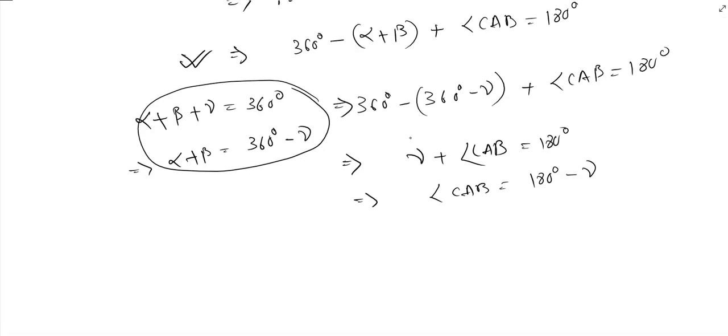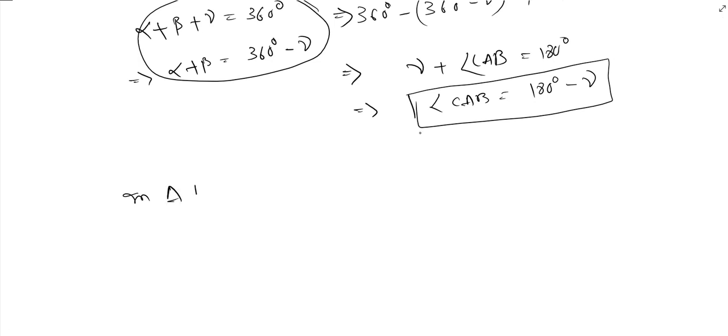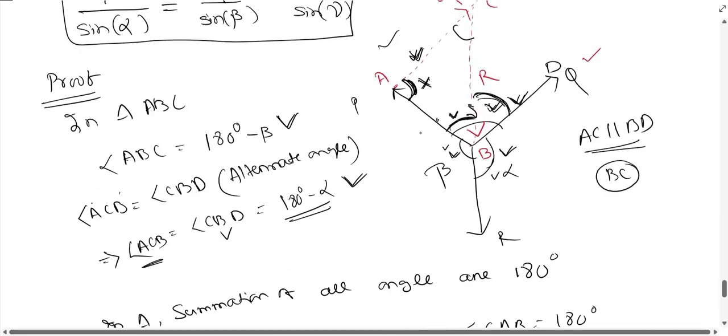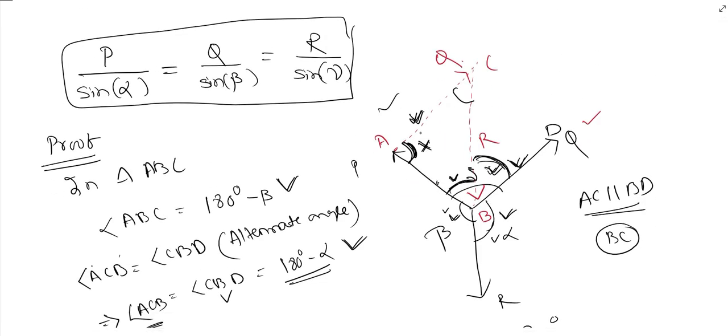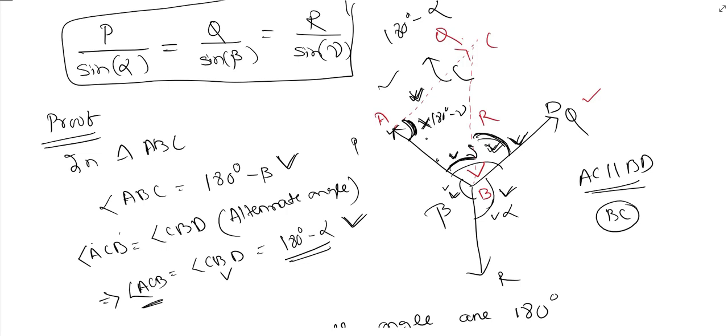So अभी हमको angle CAB का वैल्यू मिल गया. So now we have got angle CAB value, and in triangle ABC now we have got all the three angles. So इसका वैल्यू कितना मिल गया? 180 डिग्री माइनस गामा. इसका वैल्यू मिल गया 180 डिग्री माइनस अल्फा. ओके, सो ये तीनों एंगल का वैल्यू हमको मिल गया, एंगल ABC, एंगल CAB एंड एंगल ACB. So now we can apply sine law.